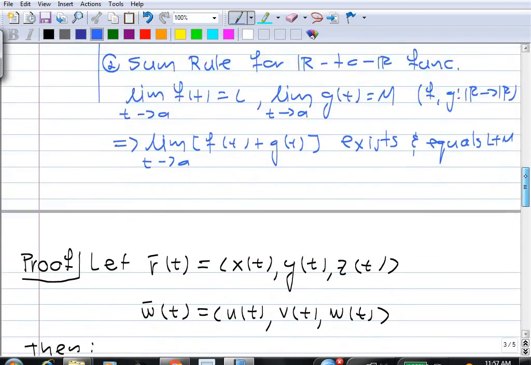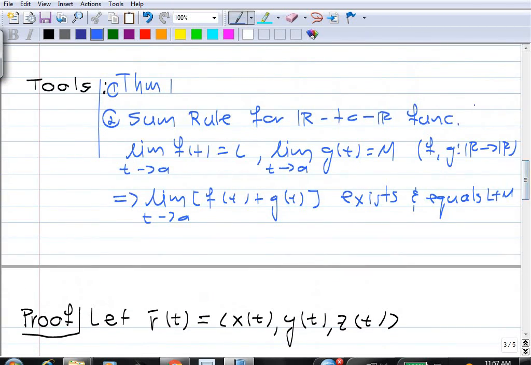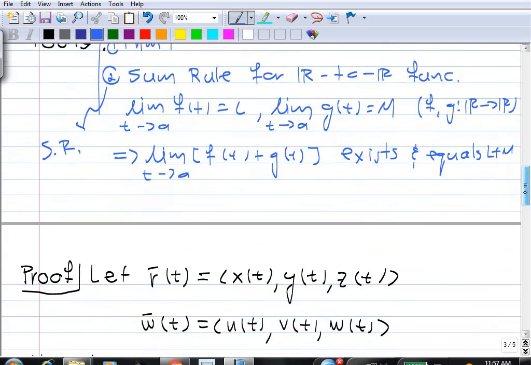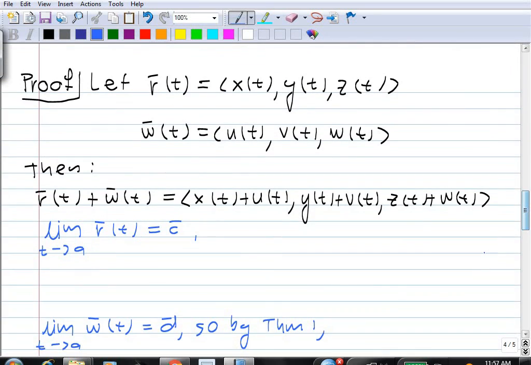So let's see how we're going to prove this. Let's call that SR for sum rule. So let's say r of t has components x, y, and z, and w of t has components u, v, and w. Then what does r plus w look like?